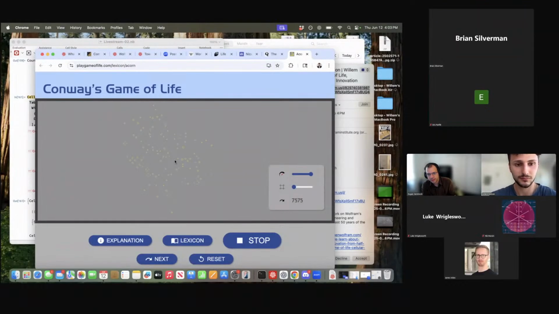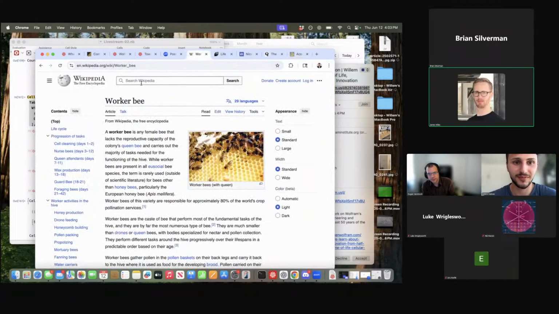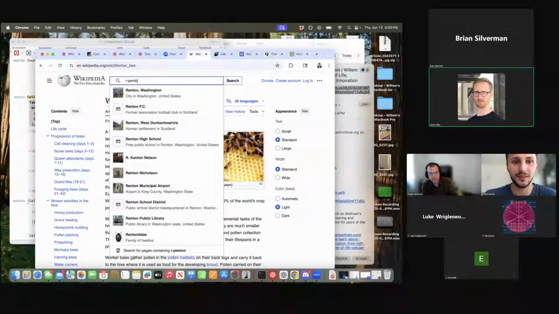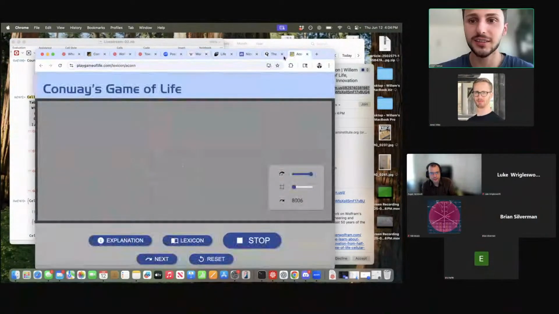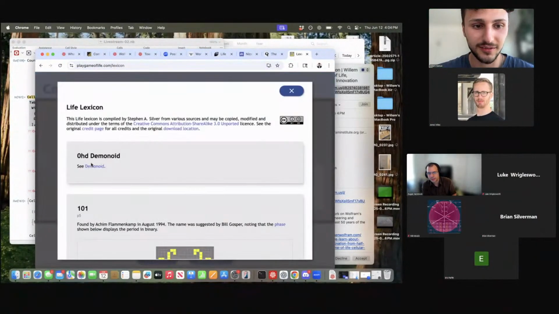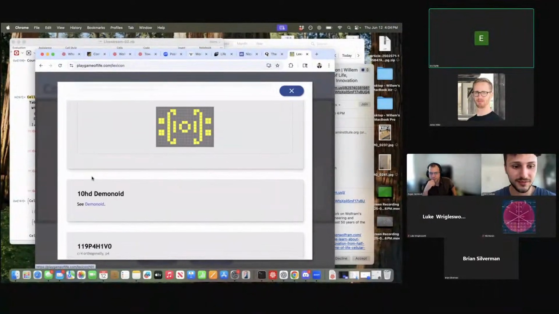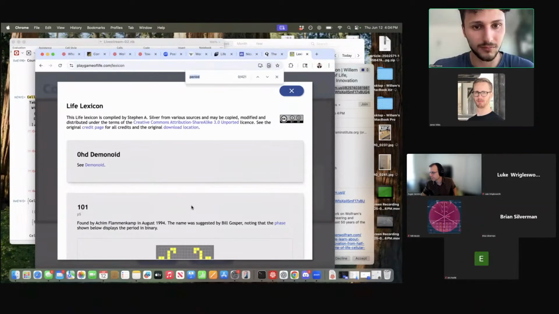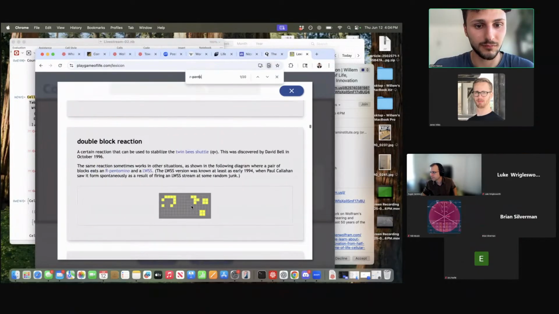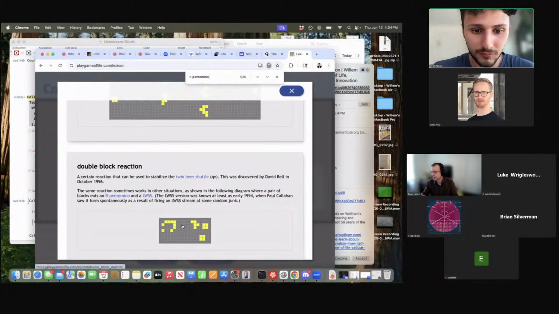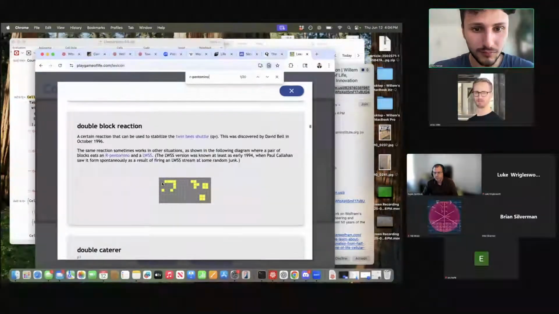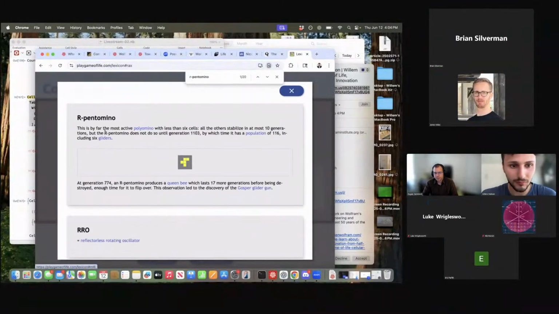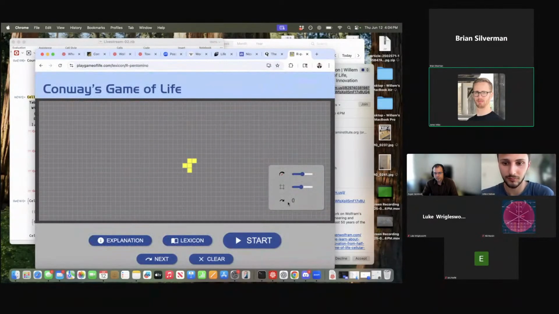Do you want to just run it? It's there. If you hit lexicon and search R-pentomino. Oh, the R-pentomino from here. I feel like I've heard it called both the R and the F pentomino. I don't know. Just hit Control F. Try it. Yeah, there it is. You can just click on the button itself.